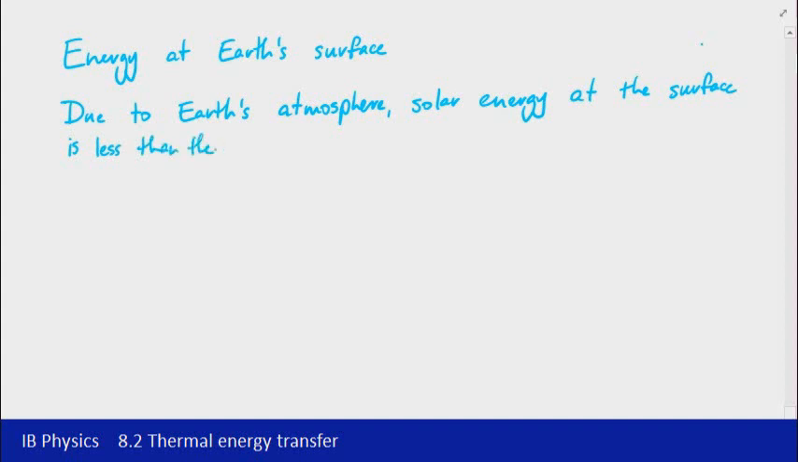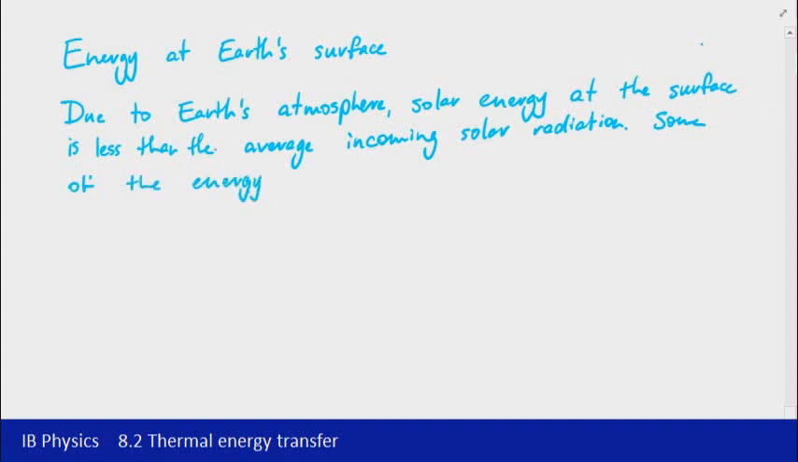So it's less than the average incoming solar radiation that we discussed in the previous video. And the reason why is that some of the energy is going to be absorbed in the atmosphere, and some of it's going to be scattered by the atmosphere as well.